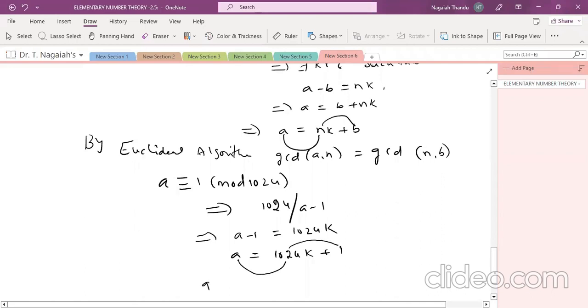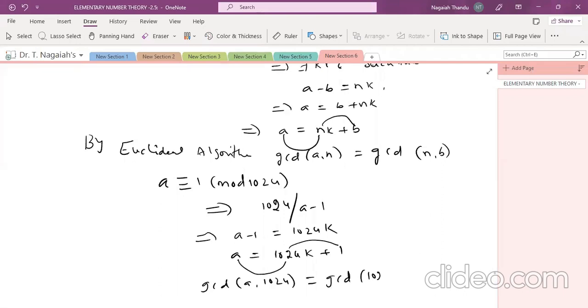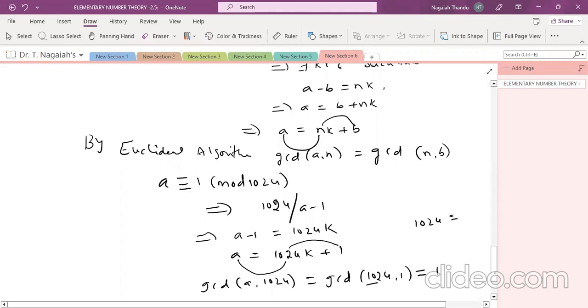So GCD of A, 1024 is same as GCD of 1024, 1. Do you know what is the GCD of 1024, 1? It is 1. Because 1024 is equal to 1 into 1024, and 1 is equal to 1 into 1. So the common divisor is 1 only. Therefore, this is equal to 1.